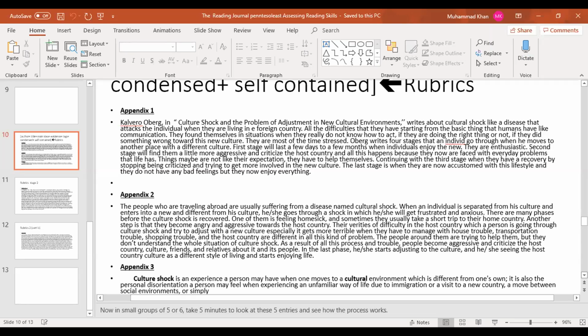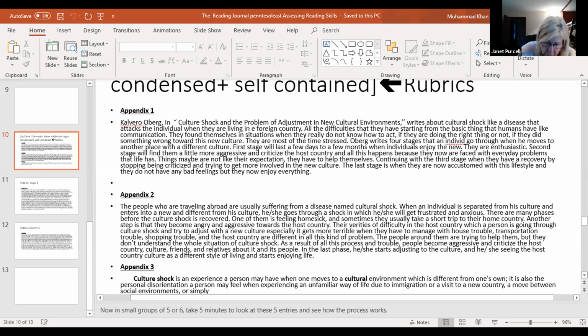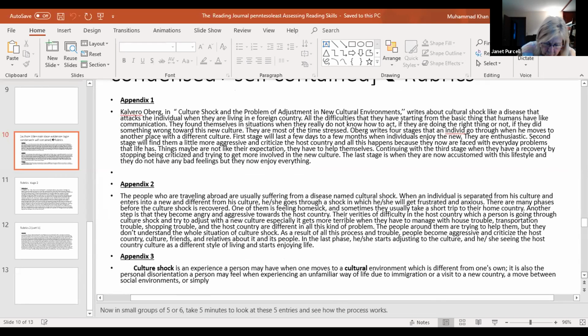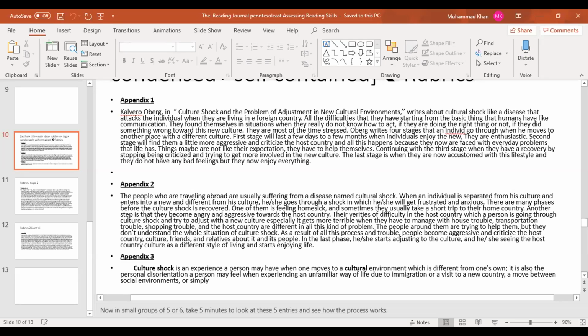Anybody else have a comment on one or two? I do agree that with Appendix 2, the student seems to have better ability to express themselves. However, like was mentioned, they seem to be missing a lot of elements from the text. There are a lot of gaps. Okay.